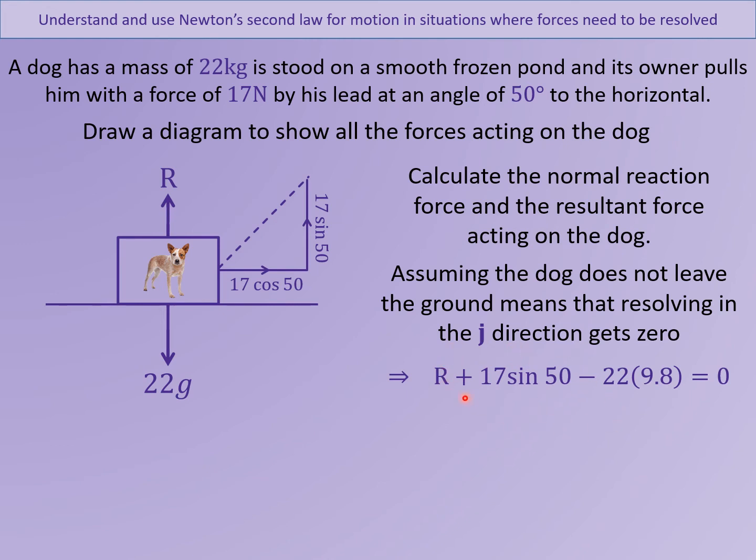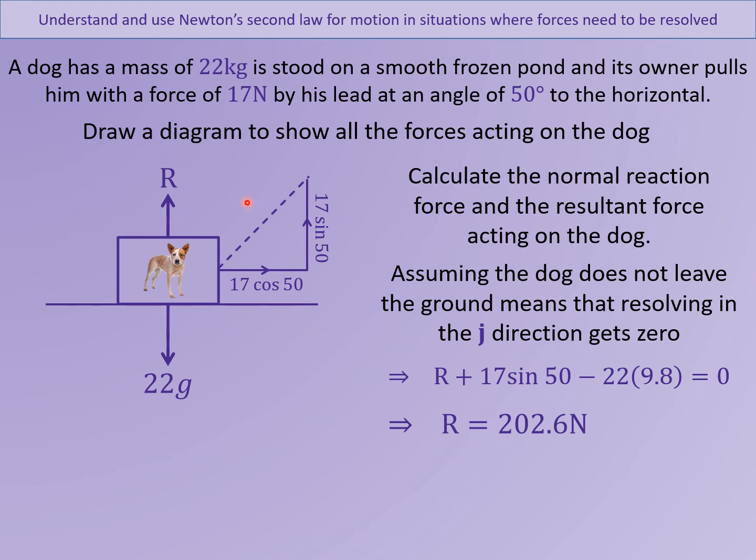So why does that help? Well, R is the only one you don't know. You know that, you know that. So a bit of rearranging and a bit of calculator work gets you an R value of 202.6 newtons. So there's my R value. That's the force of the ice pushing up on the dog.